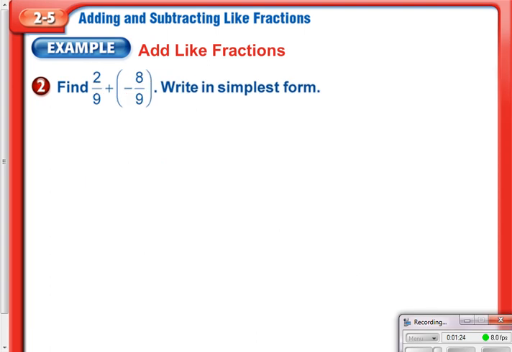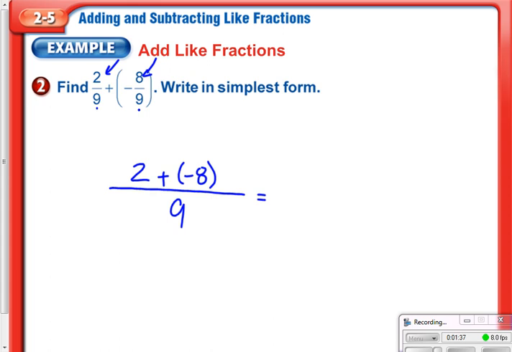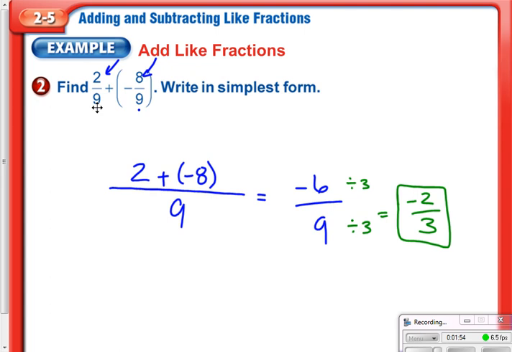Example 2, again, like denominator of 9. So I'm going to go ahead and make this all over 9. Steal my numerator. 2 plus, here we have negative 8. Go ahead and do our computation here. 2 plus negative 8 is going to give us negative 6 all over 9. This is not reduced, so we'll go ahead and reduce again. And we know that both numerator and denominator are divisible by 3, giving us negative 2/3 as our answer.